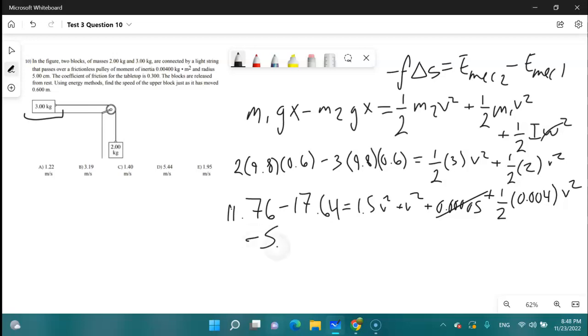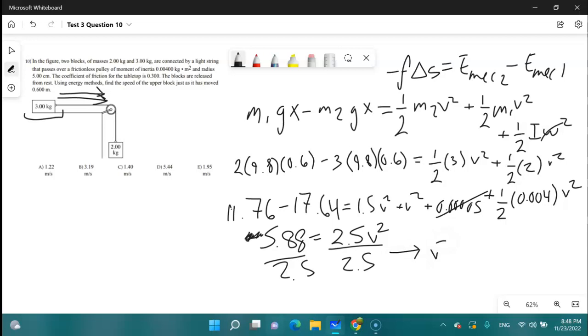And we're going to be left over here with negative 5.88 equal to 2.5 v squared. And now we're going to divide these values, and we don't want a negative value in this case since we know that the velocity of this object is actually going to be positive. Both the acceleration and the velocity are going to be positive because it's going to be moving in the right direction when it gets pulled by the 2 kilogram object. So now we can divide both sides by 2.5, and that's going to give us the velocity squared is equal to 2.35. And now we square root this value to get the velocity isolated.